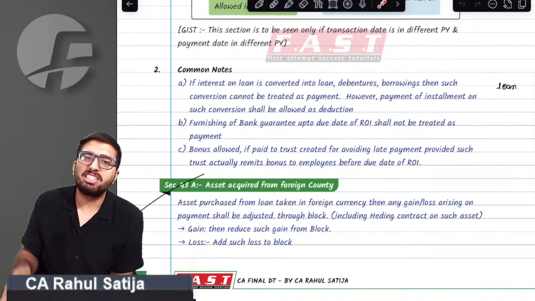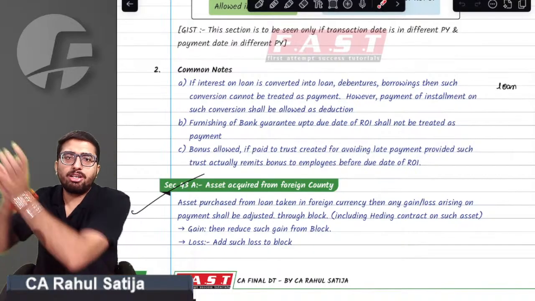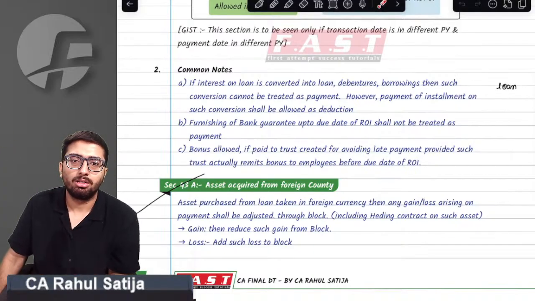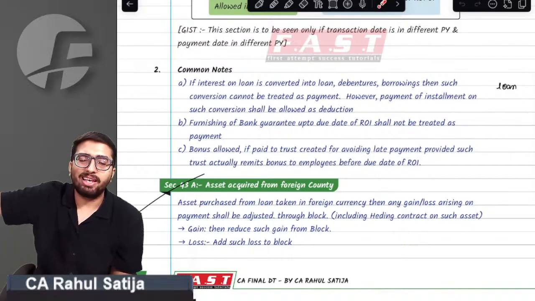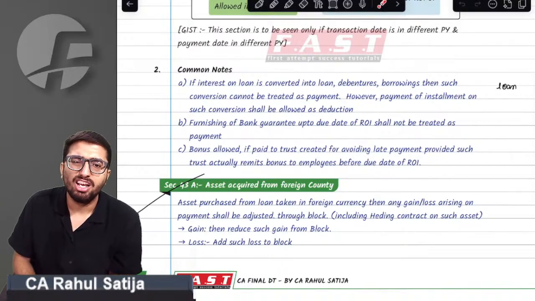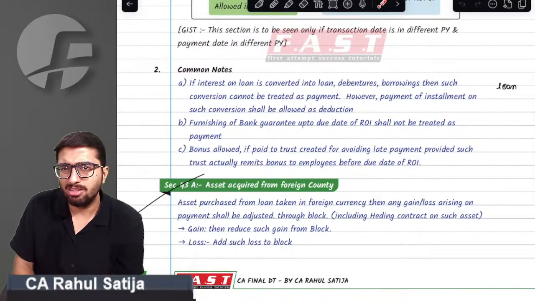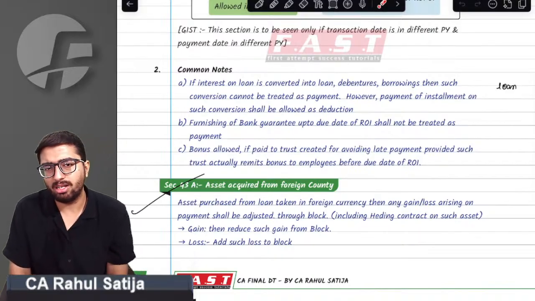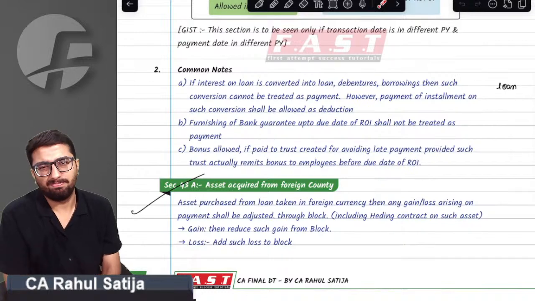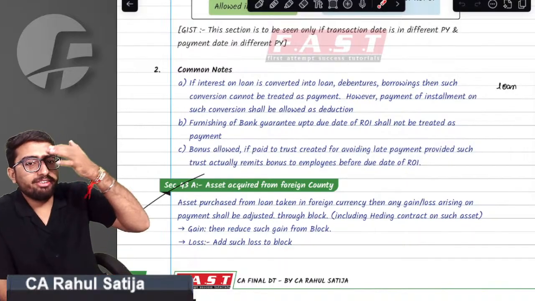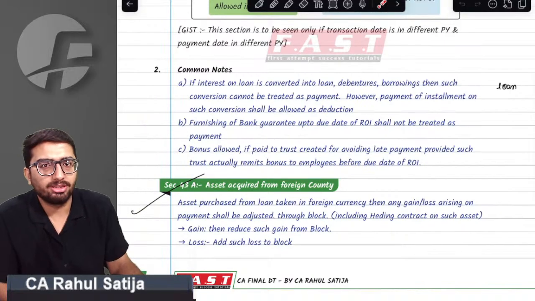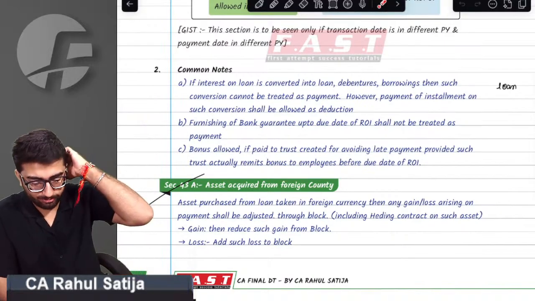What Monisha did on 30th September, 31st October, she furnished a bank guarantee. She gave a bank guarantee so that whenever Monisha defaults, the lender can recover from this bank guarantee. She just furnished the bank guarantee. Will this be amounted as actual payment? Right answer is no. If you are just furnishing a bank guarantee, that furnishing of bank guarantee never amounts to payment. So we got this point.